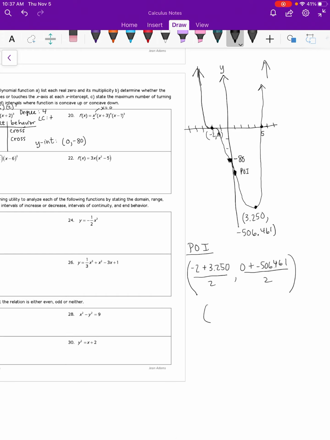And so that point of inflection should be 0.625, negative 253.231. So do you see how it's in between 0 and 1 on the x-axis, this point of inflection, but it's at negative 253.